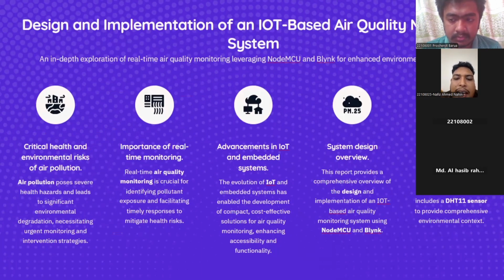Here is our design and implementation of an IoT based air quality monitoring system. Here we see, first, health effects of air pollution. Second, importance of real-time monitoring. Third, advantages of IoT and embedded systems. Fourth, system design overview. And fifth, integration of multiple sensors.